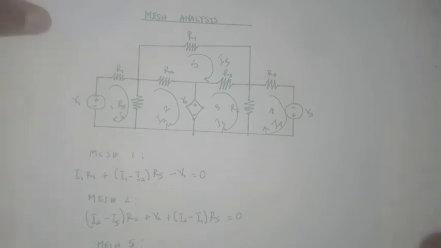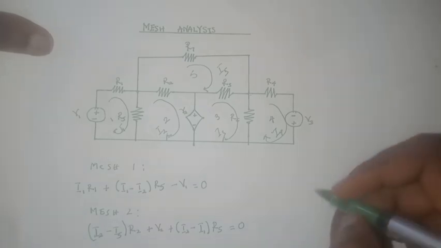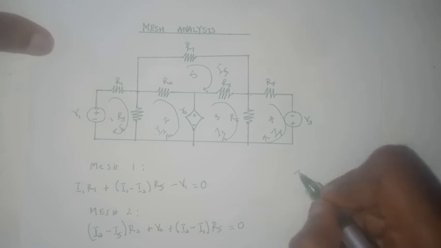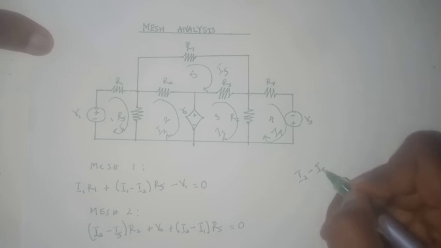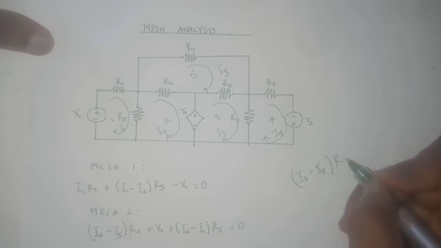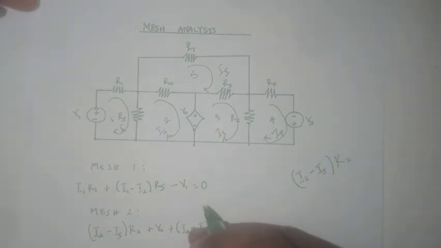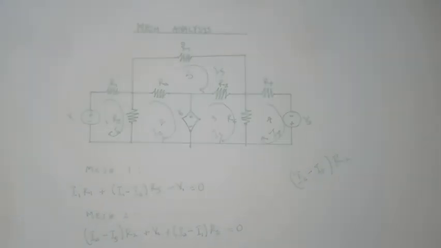The voltage drop across each resistor in the network would be the product of the current flowing through the resistor and the resistance. Take for example R2. The voltage drop across it would then be (I2 minus I5) multiplied by R2. And that is how we would calculate the voltage drops across each resistor in the circuit. That will be all about our introduction to mesh analysis. In the next videos, we will be solving problems on mesh analysis.